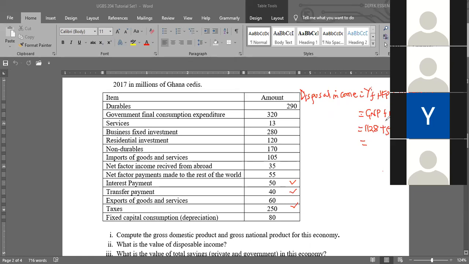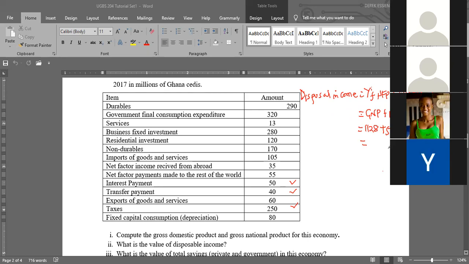So when you add it all, the total is 968. Okay, 968. Thank you. What is our next question? The total value of what? Savings, right? Savings. Good. So the first savings, we can do S private. What is the formula for S private?